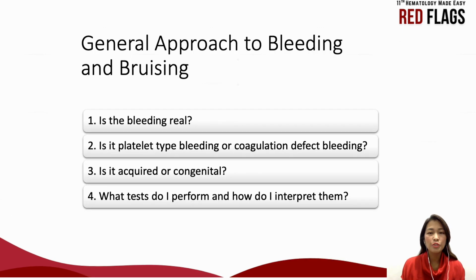Generally, a good history for bleeding and bruising can be obtained within minutes by asking a few specific questions. Is the bleeding real? Is it a platelet-type bleeding, meaning a problem with primary hemostasis, or a coagulation defect bleeding, or a problem with secondary hemostasis? Is it acquired or congenital? And what tests do I perform and how to interpret them?